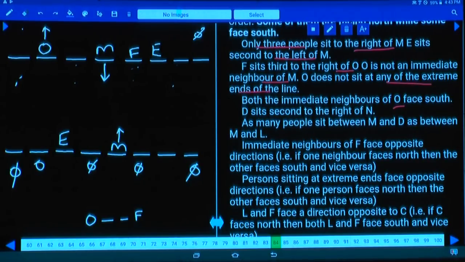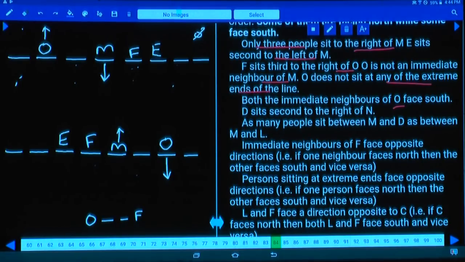If O is here, M and F must be in the same place, which is not possible. Then what is the only possibility here? O will be here. If O is here, F will be here. And F sits third to the right of O, so this O must be facing towards south. Clear now? Hence, in both the cases, there is a possibility for this O and F. Then, both the immediate neighbors of O face south.